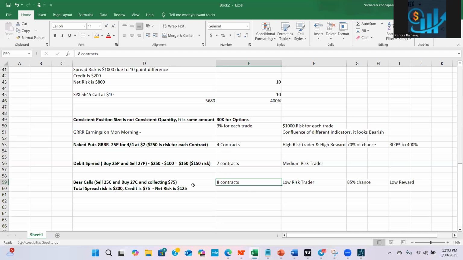So if it stays below 25, all this money is yours. If it stays below 25 and around 20 or 21, you make money from this, you make money from this, you make money from this.